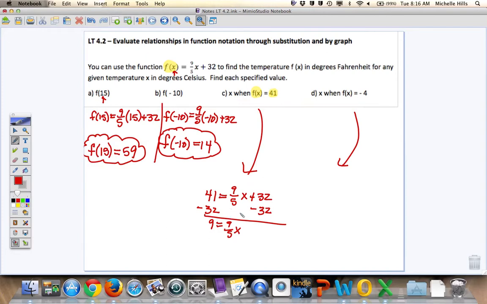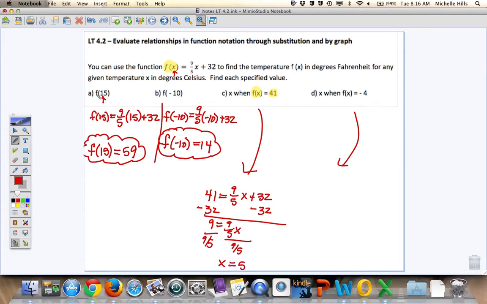Now you have a couple of ways to do this, but if you have your calculator, you can just say, well, the way I undo multiplying by 9/5 is to divide both sides by 9/5 and let your calculator do the work for you. And 9 divided by 9/5 means that x equals 5.